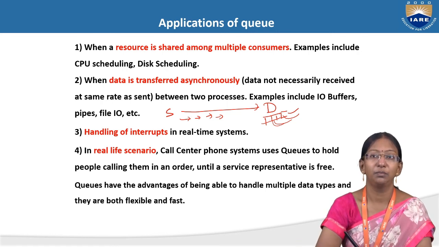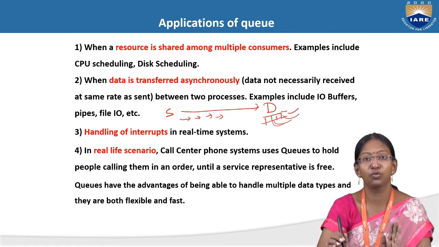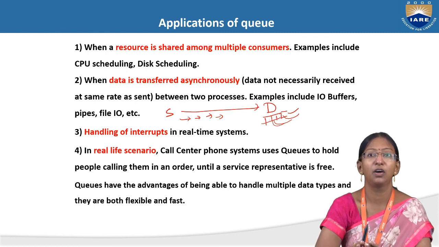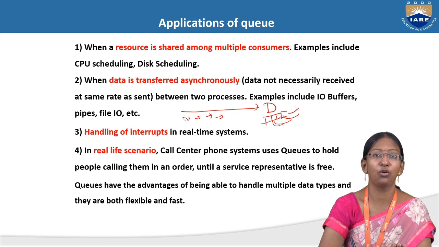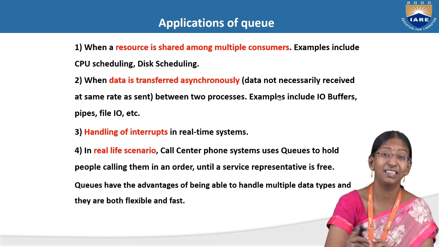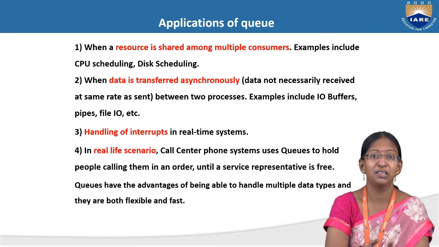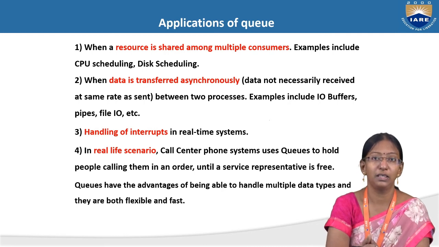That means when the speed of the source and destination are not equal, the rate of sending and the rate of receiving are not the same, then we call such a transmission asynchronous transmission. In those cases, the destination uses a queue to store the data.